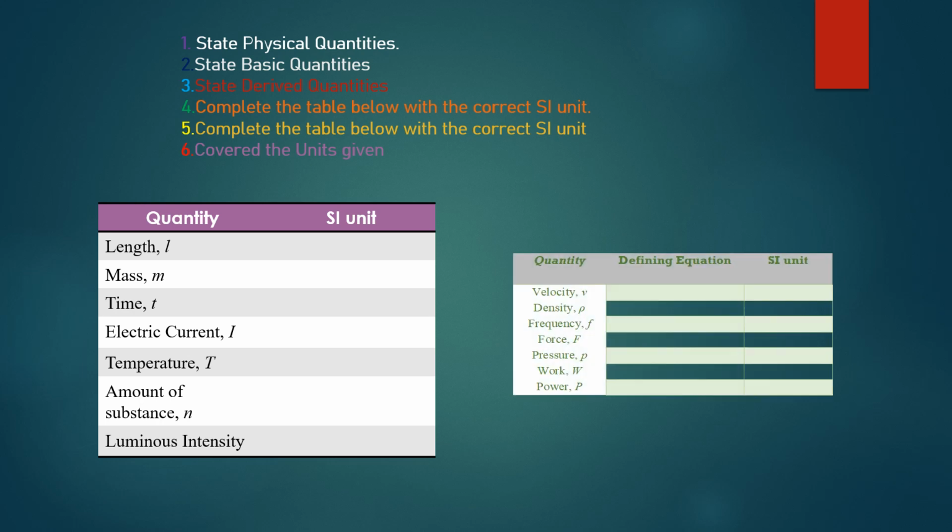The first question states physical quantities. Second is about the basic quantity. The third is about derived quantities. The fourth and the fifth are about completing a table that consists of SI units. And next, number 6, is about the conversion of units.